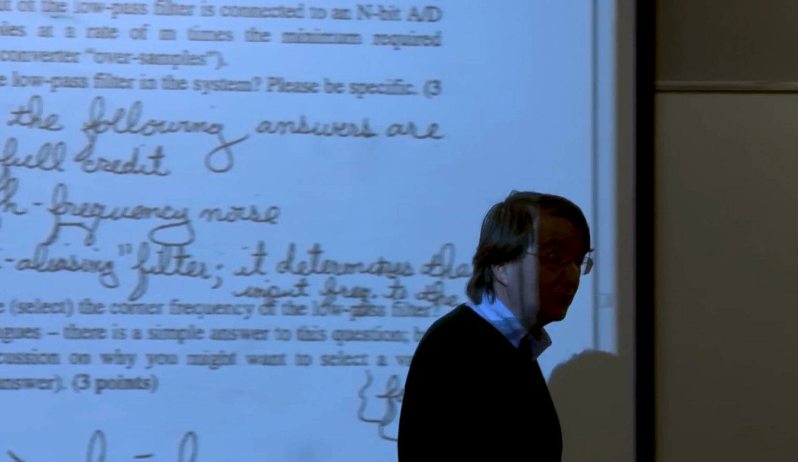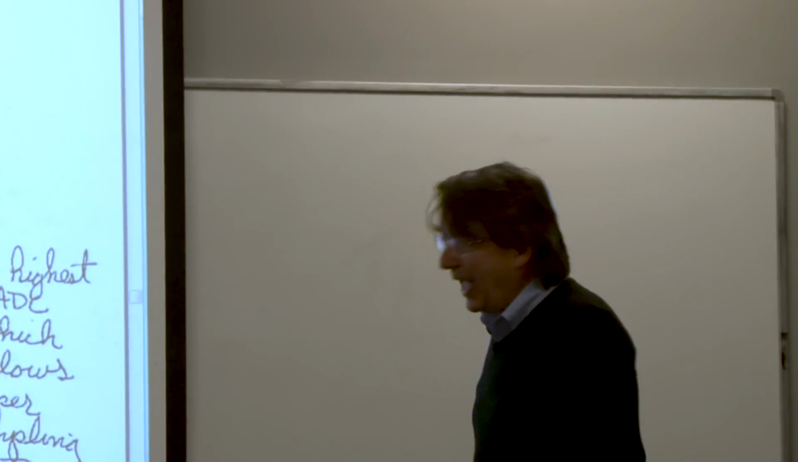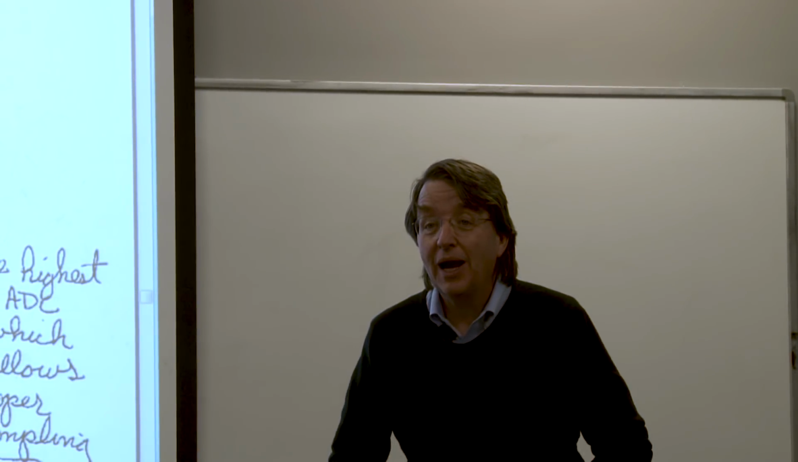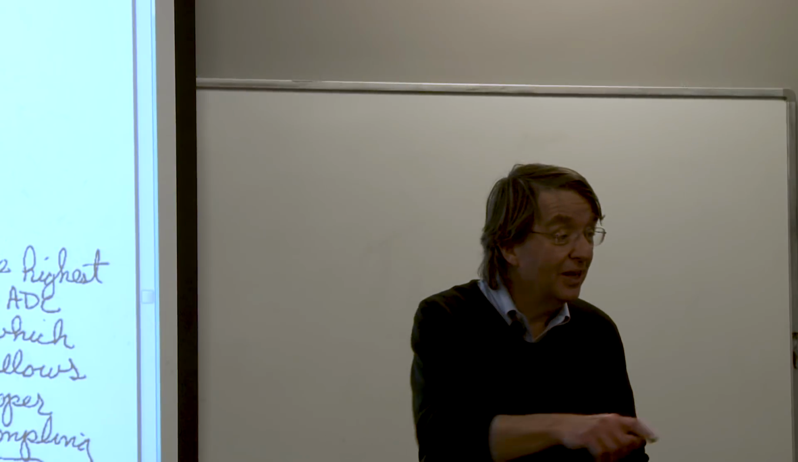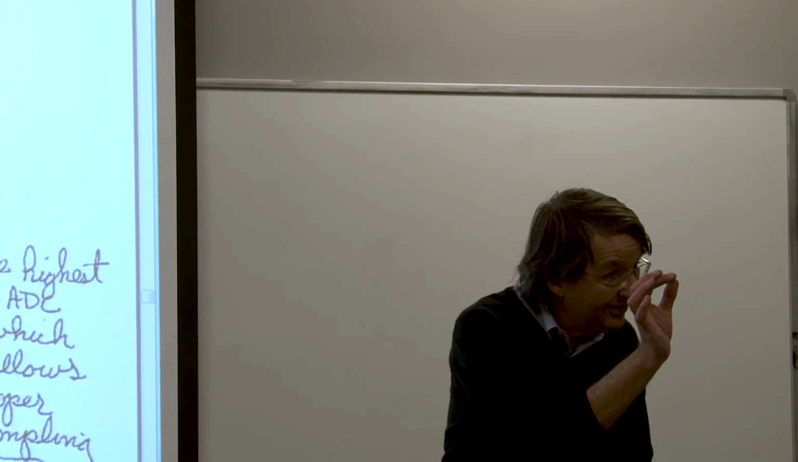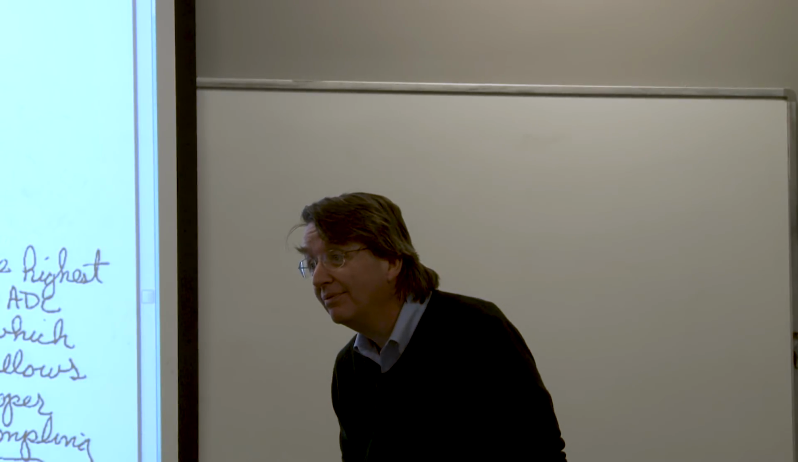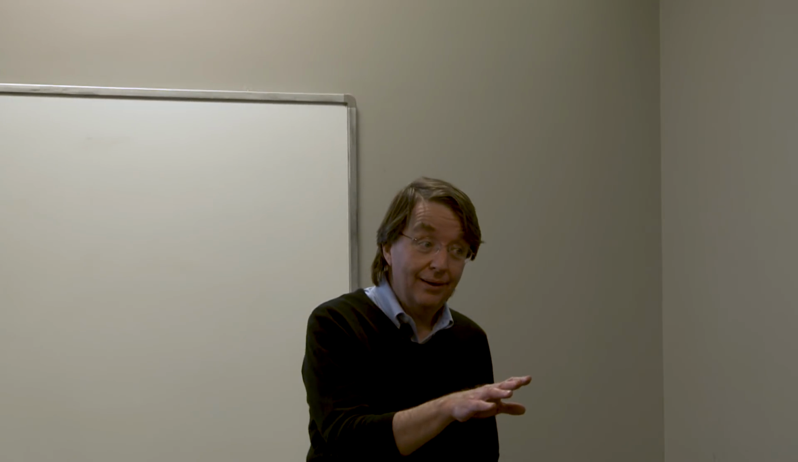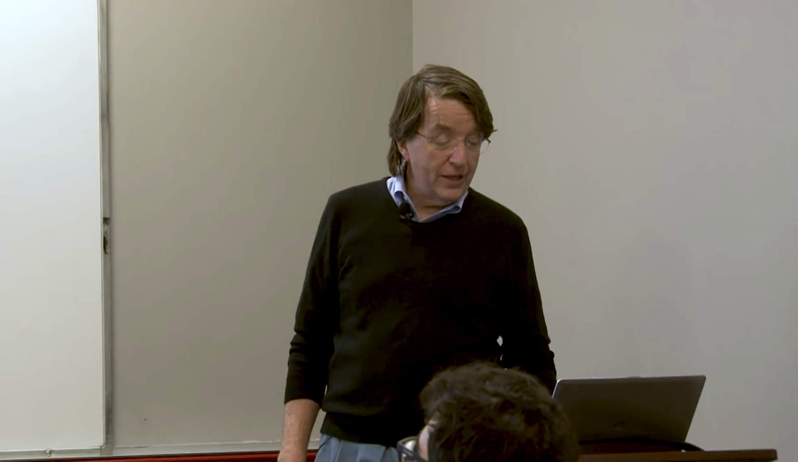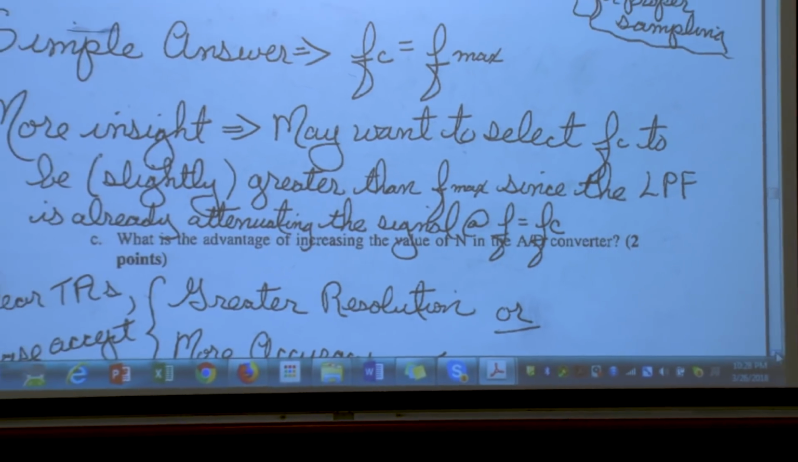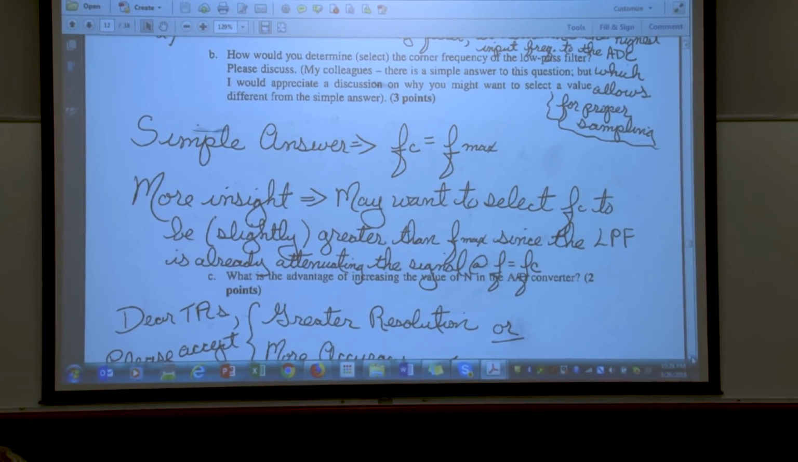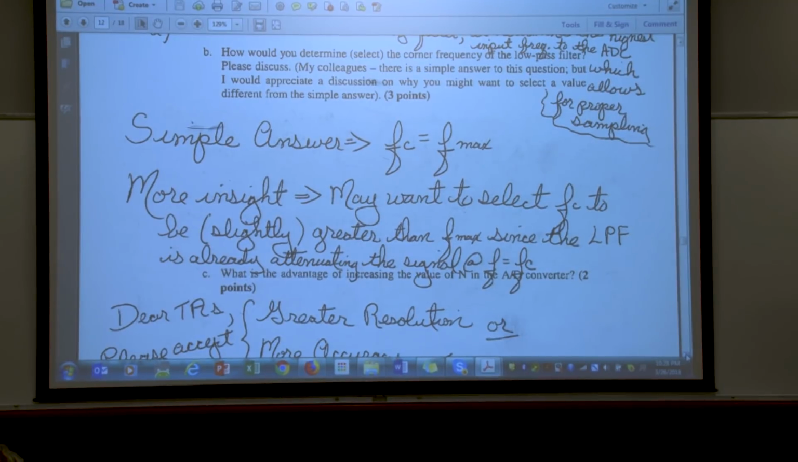So if the simple answer is to set FC equal to F max, what's the slightly more complicated answer? Just a little bit higher. Because by the time you get to the corner, you're already dropping off. But I want to make sure I don't make it too high, because then I'm getting close to the unwanted signal, perhaps. So, more insight: you may want to select f sub c to be slightly greater than f max, since the low-pass filter is already attenuating the signal at f equal to fc.